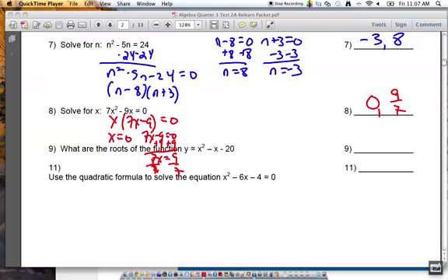Next, what are the roots of y equals x squared minus x minus 20? Now, when it says what are the roots, you could actually go to the calculator and see where it crosses the x-axis. Or you could just realize that roots and zeros are the same thing, so just make it equal to 0 and factor. Calculator is probably quicker, but you should know how to do it algebraically as well.